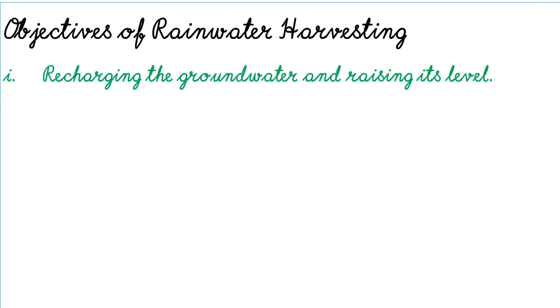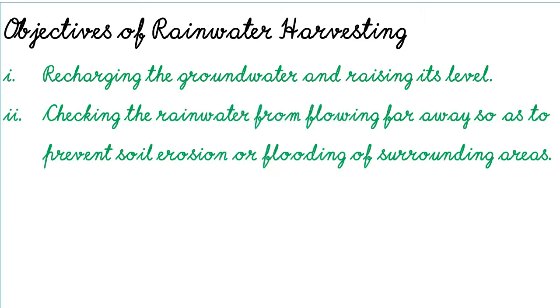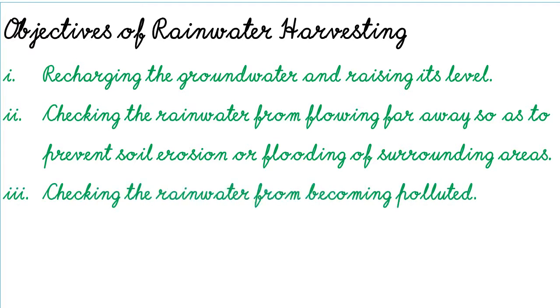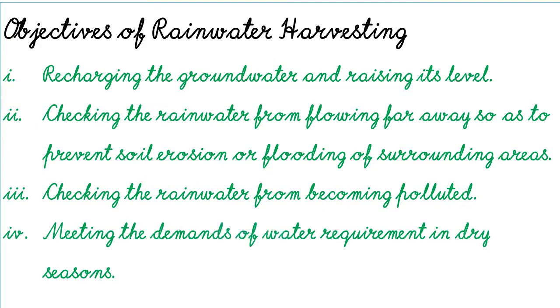Following are the objectives of rainwater harvesting: recharging the groundwater and raising its level, checking the rainwater from flowing far away so as to prevent soil erosion or flooding of surrounding areas, checking the rainwater from becoming polluted, and meeting the demands of the water requirement in dry seasons.